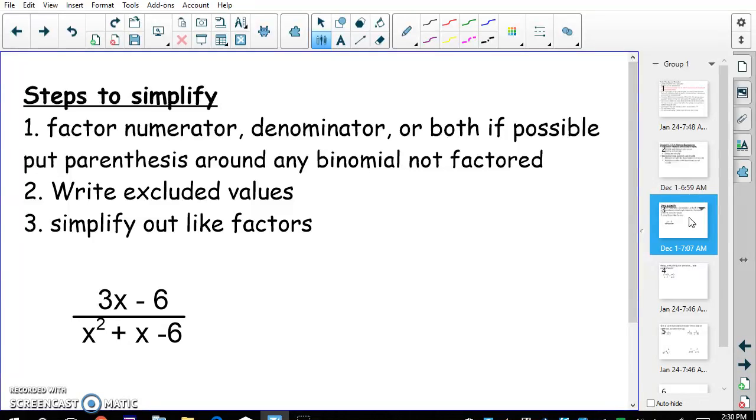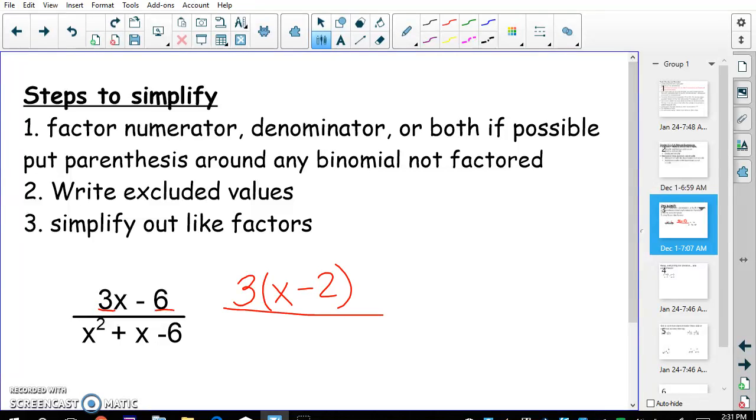As I'm thinking through that, I want to look at the top. Do you notice the top has no x squared and it only has two pieces? Because of that, I'm going to think, what can I pull out of both 3x and negative 6? I say, hey, there's a 3 and there's a 6. I can pull 3 out of both of those. So I write down the 3, and then what's left? x minus 2. And then I look at the bottom.